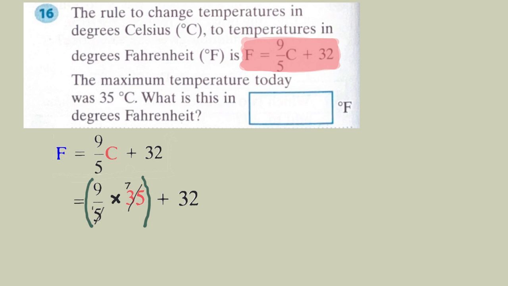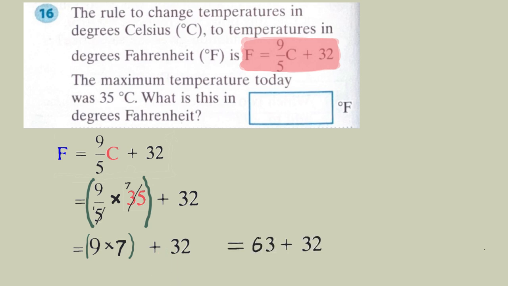So now we just want to know what 9 times 7 is. Plus we're going to add 32 to that. And this should equal 95. And so just write this down in here, 95. We don't have to write Fahrenheit, it's already written there for us.